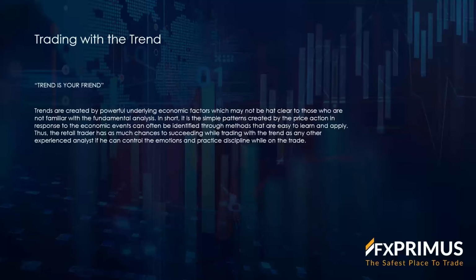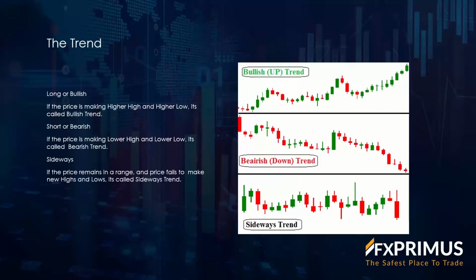So let me take you through the different types of trends that exist in the market. There is a long bullish trend, as we call it, which is depicted very clearly by higher highs and higher lows in the market on the candlestick pattern.